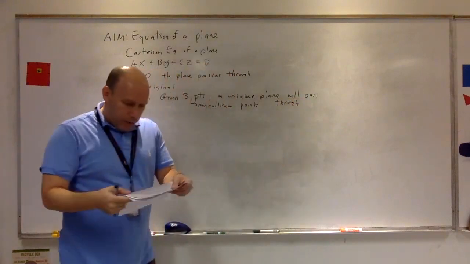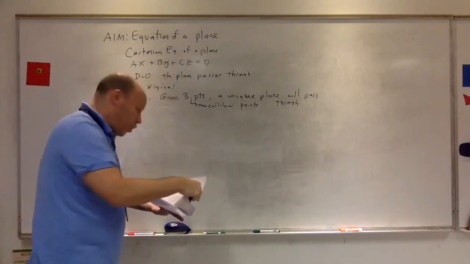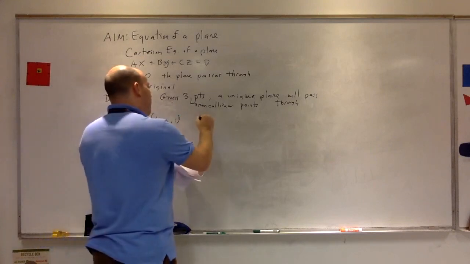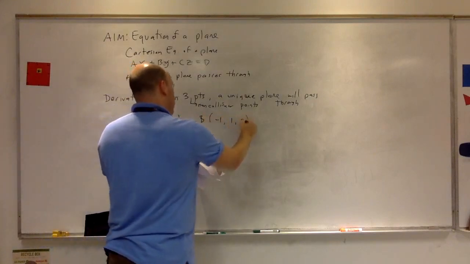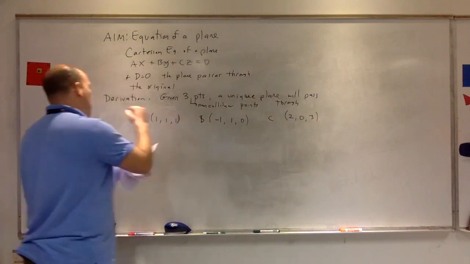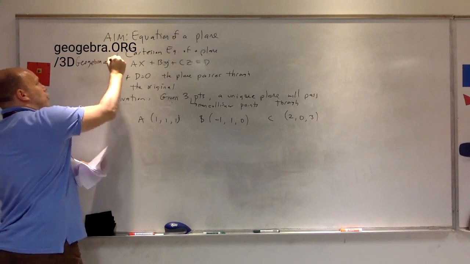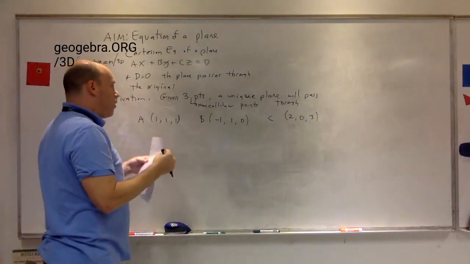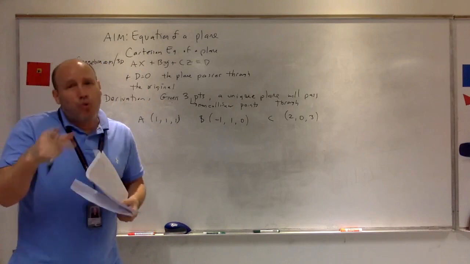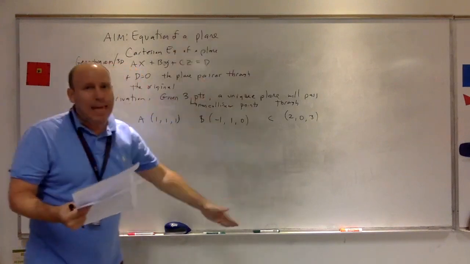And so what I want you to do is go back to GeoGebra, and put the following three points into GeoGebra. Point A is 1, 1, 1. Point B is -1, 1, 0. And C, I'd like you to do 2, 0, 3. Once again, you're going to go to GeoGebra.com/3D, and plot these three points. And then on the calculator part, or the tools part, you're going to see a plane through three points. And you can see that given three points, you get a unique plane.